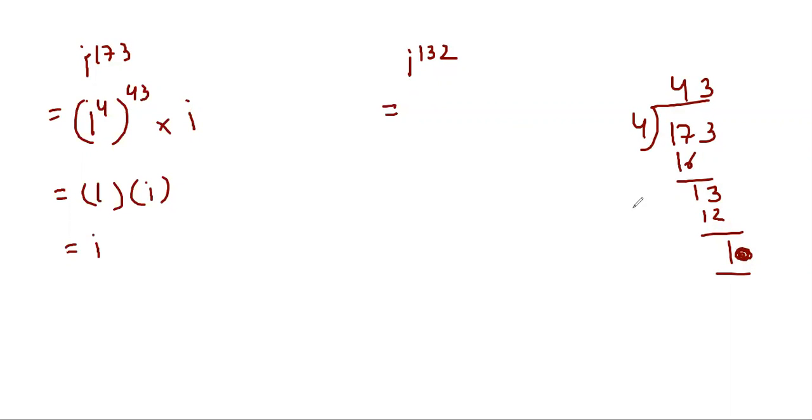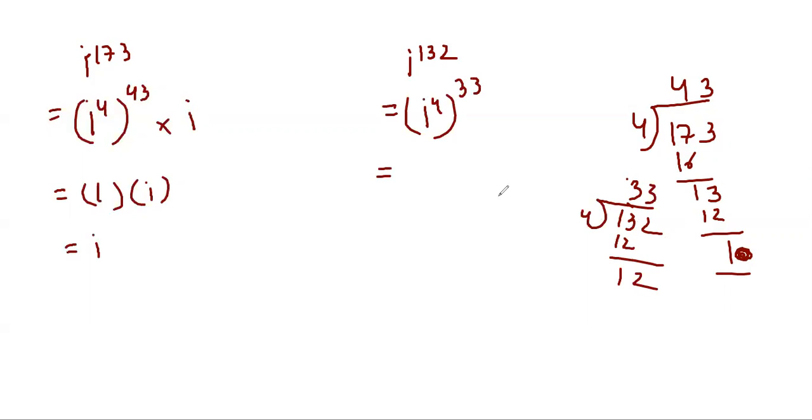Now coming to 132. If I divide 132 by 4, 4 threes are 12, and if I divide it again, again 12, 33. So I can directly write down i raised to 4 into 33. There is no remainder, it is completely divided. So i raised to 4 is 1, raised to 33. 1 raised to anything is 1 only. So 1 raised to 33 will be again 1.